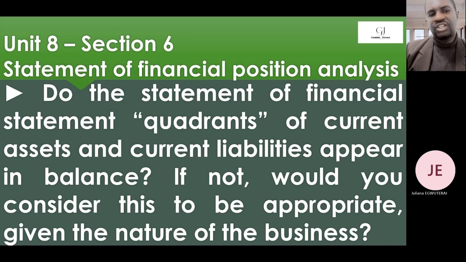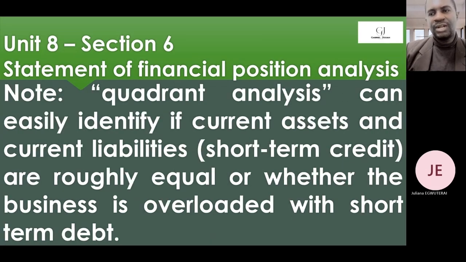Also, does the statement of financial position, the quadrants of current assets and current liabilities, appear balanced? Is the current asset covering the current liabilities above 1? If not, would you consider this appropriate given the nature, sector and industry of the business? So the current asset and current liability quadrant is very important in determining working capital management. Also note that quadrant analysis can easily identify if current assets and current liabilities, short-term credits, are roughly equal.